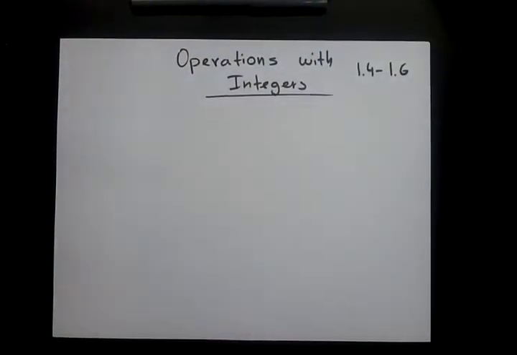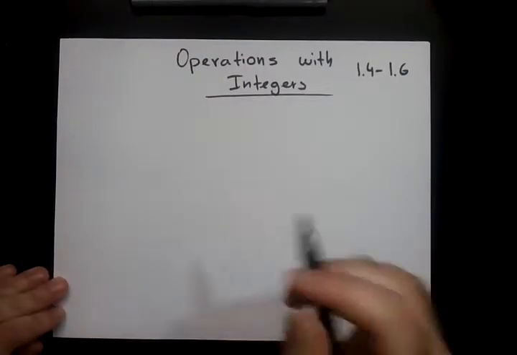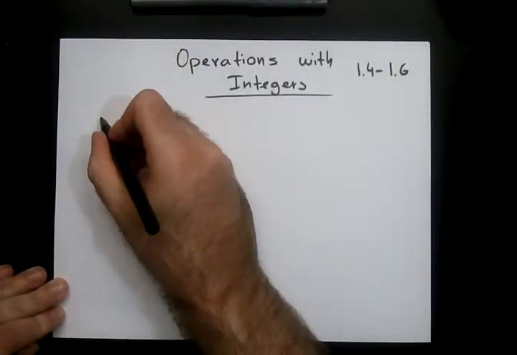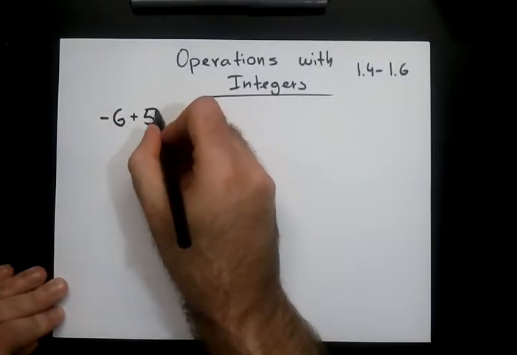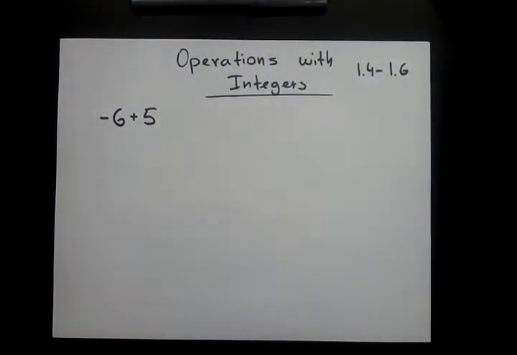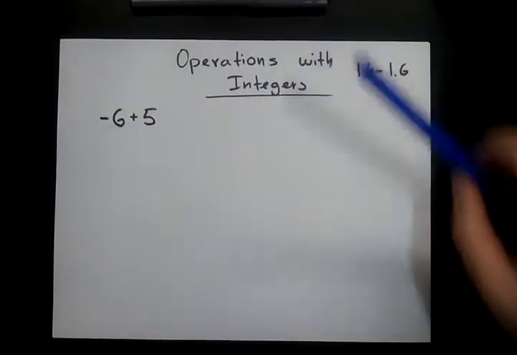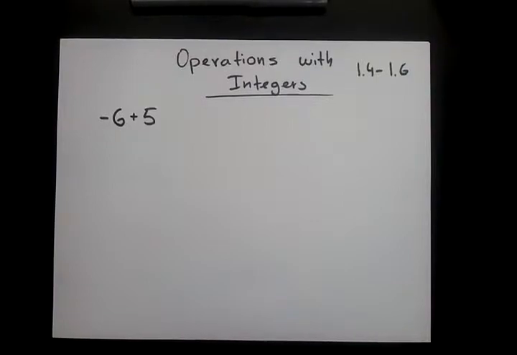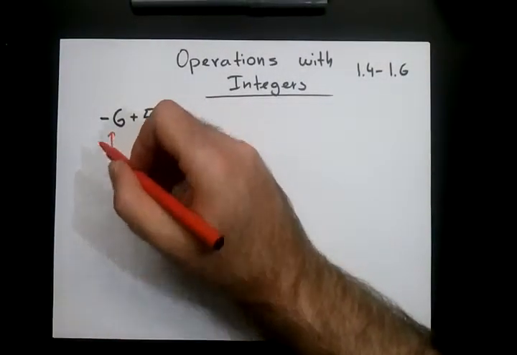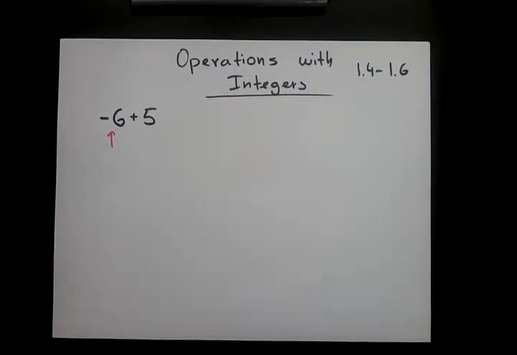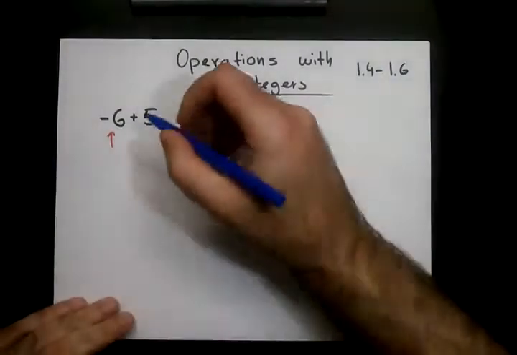I'm going to go ahead and start with addition, typically the first operation in the order of operations. And let's do a quick problem. So let's say I have a -6 plus 5. Pretty simple addition problem with 2 integers. This particular problem has both a positive and a negative integer. So here we have a negative integer, and over here we have a positive integer.